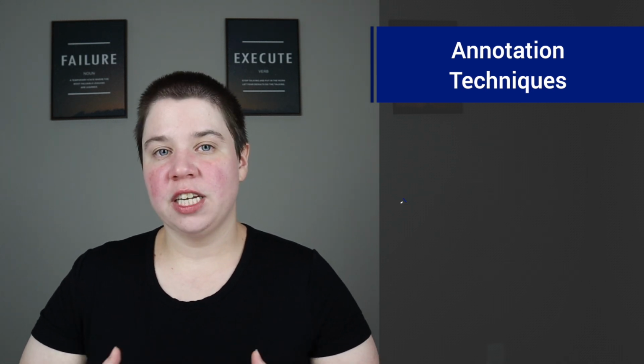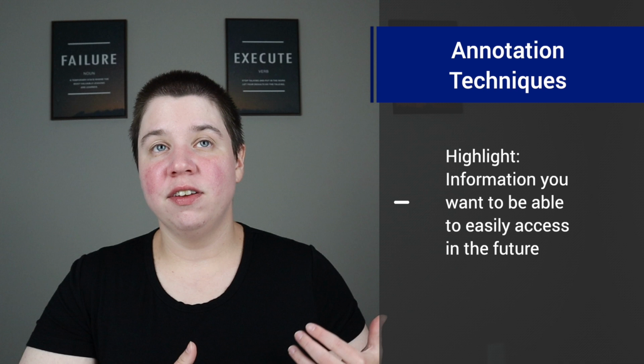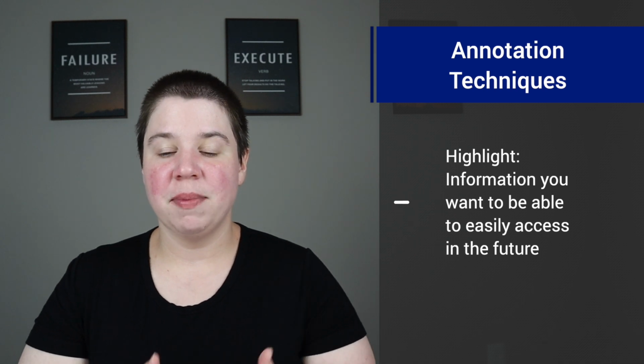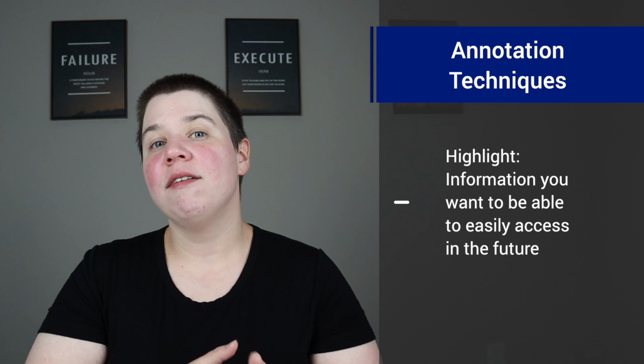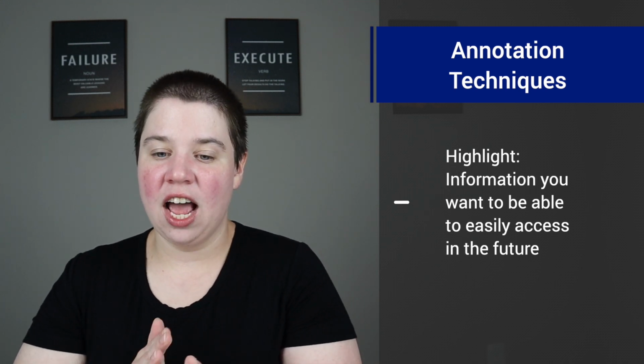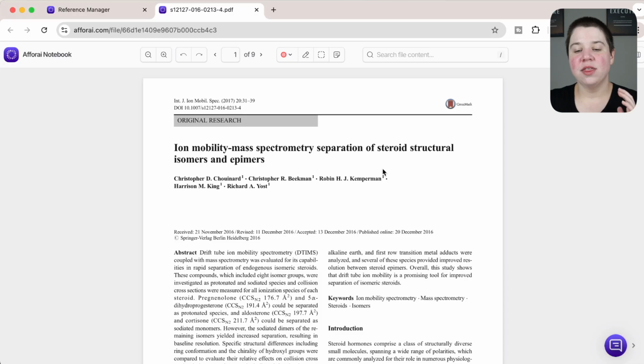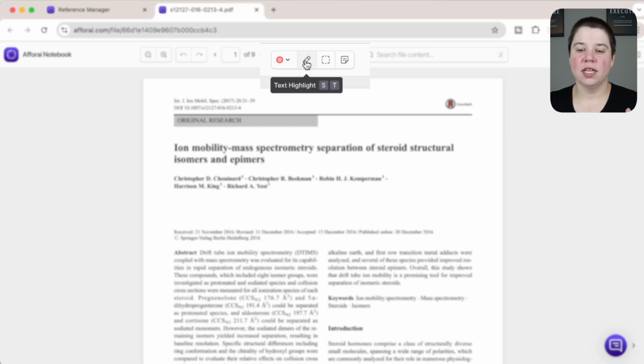The very first type of annotation is highlight. If you've seen previous videos on my channel, I talk about how I really don't recommend highlighting. But Afforai has actually changed how I feel about this. If I come up here, you can see I can click on this pencil and it's going to do a text highlight. I can also just use the keyboard shortcut and hold down S and T, and you see it brings up that highlight there. What I like about highlighting within Afforai specifically is that I can access information within the paper really easily in the future.